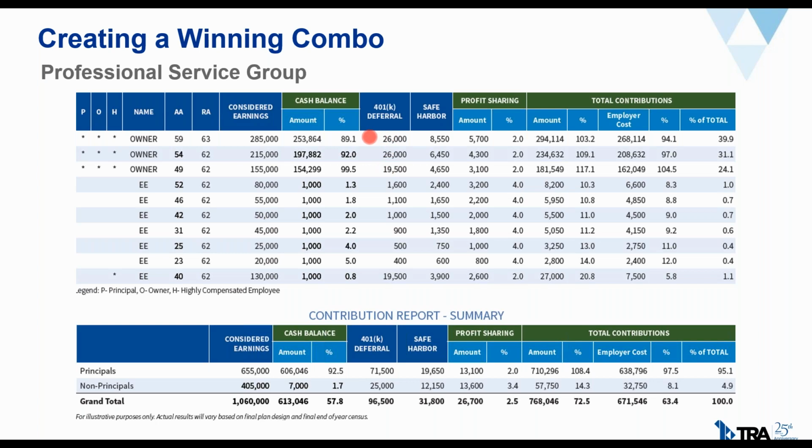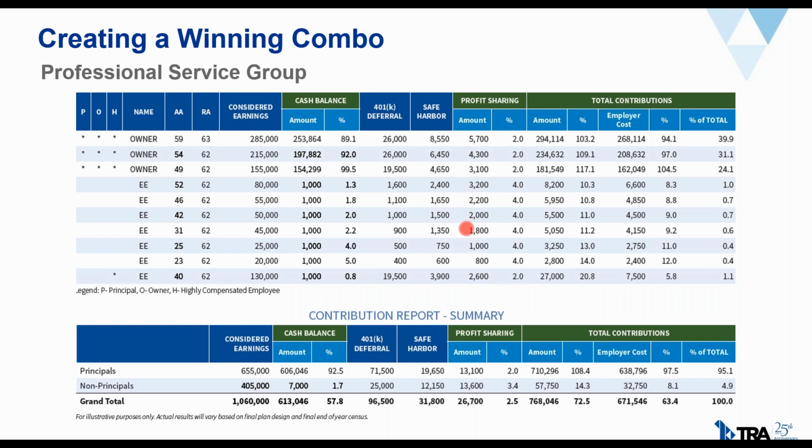Those lucky folks that are old like me can do their 26, and the younger one cannot, not yet. The next column is safe harbor. That's a safe harbor 3% contribution. The next column is profit sharing. You'll notice that we have profit sharing for owners and staff.